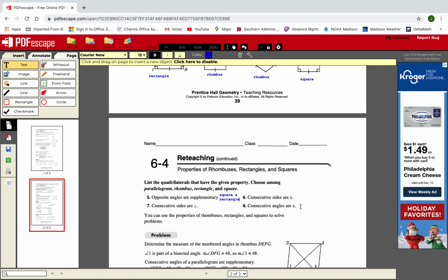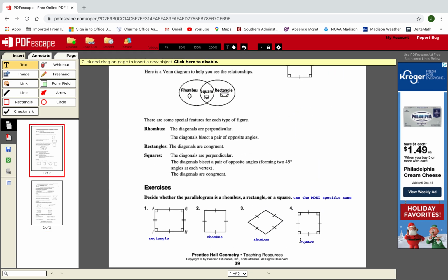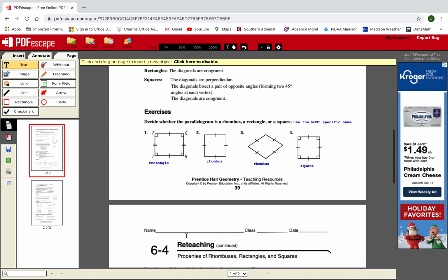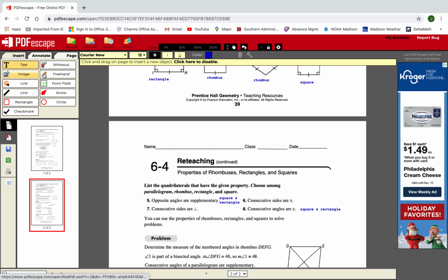But let's go ahead and do 8 in blue because it's opposite anyway. Consecutive angles congruent. Well, that's true in a square. It's true in a rectangle. It is not necessarily true in a rhombus unless the rhombus is a square, and not necessarily true in a parallelogram unless it's a square or a rectangle. So square and rectangle are what we want for this one as well. Okay, let's pop on over here and pick a different color.